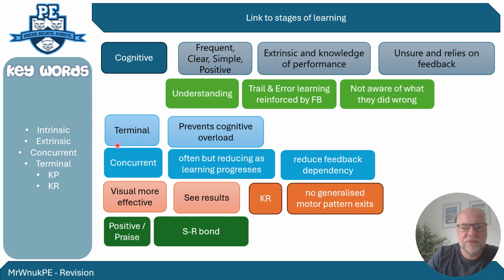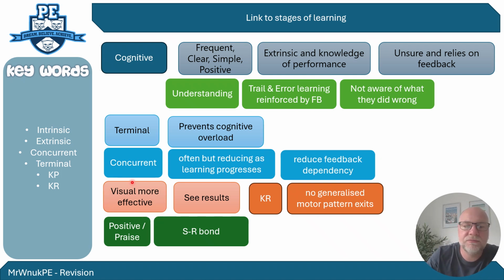Okay, so if we're looking at timing, terminal is great because it prevents cognitive overload. Cognitive overload is where people get too much information and get confused. But it can be concurrent as they're going, but too much and too often, concurrent feedback can reduce the learning process, so you've got to be careful on that one. And maybe a 15 marker might say, well, what's good and what's bad, and they can both be used, but when and how. As you go with concurrent feedback, you rein it back in, so the performer doesn't become dependent on that type of feedback.